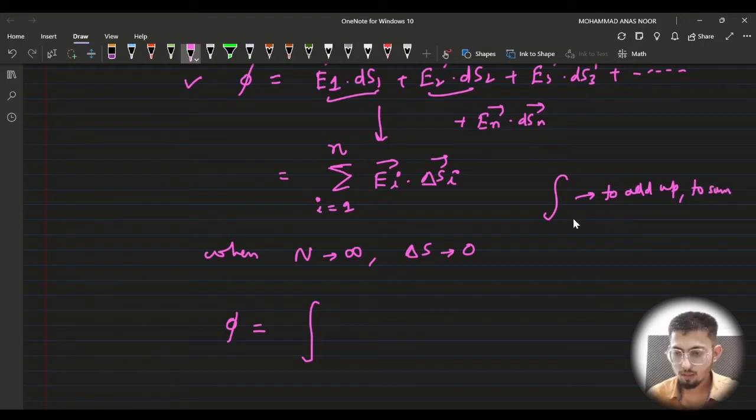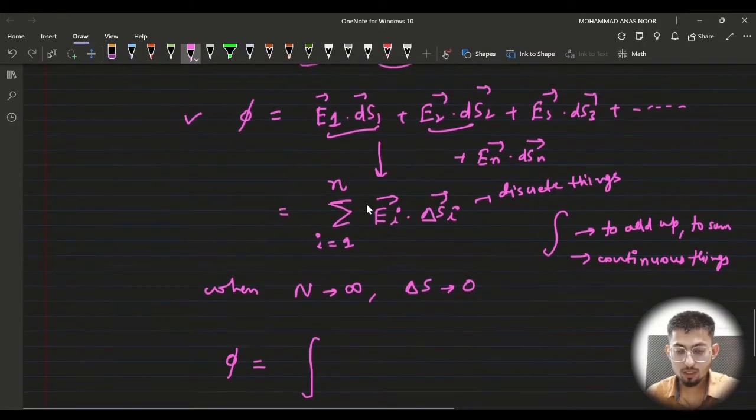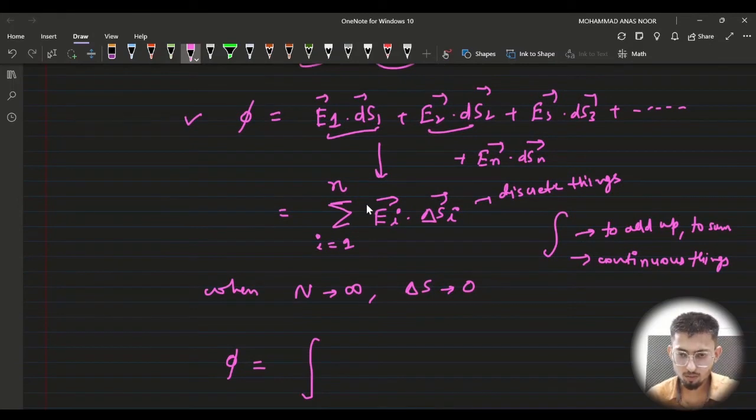So when we have continuous things, this we will also study in math in detail, but for now we'll just tell you what it is. When we add continuous things, we use this integral, and when we add discrete things, we use summation. We use summation when the things are discrete, like they can be distinguished from each other.